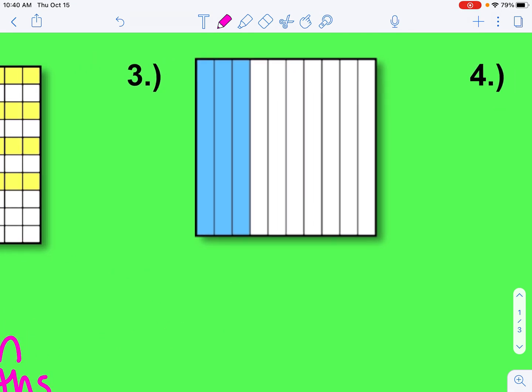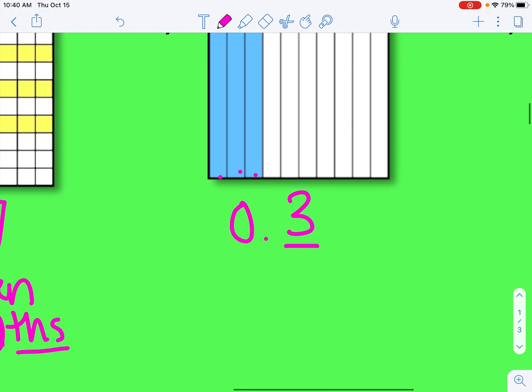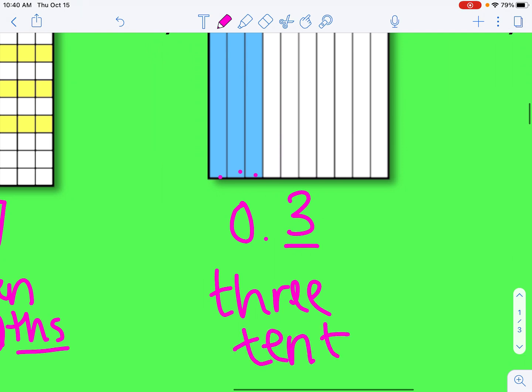Let's look at number 3. This time it's split into tenths again. So I know I'm going to have 1 number after my decimal place. And I have 3 shaded tenths. So my number is 3 tenths.